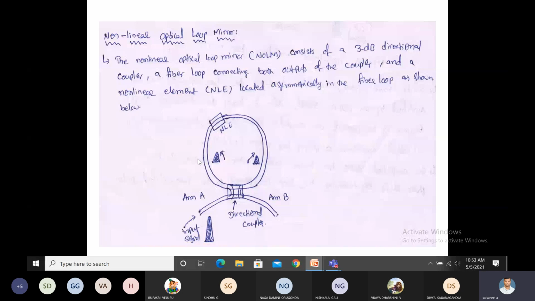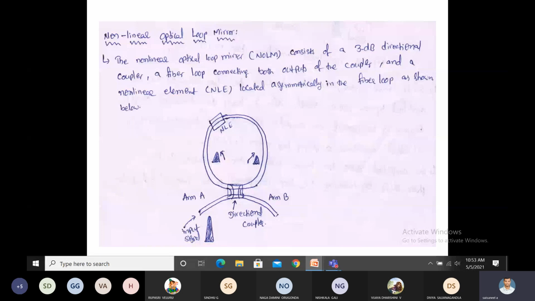Here, see this one. This is a fiber loop. That is, we are taking optical fiber cable attached with a 3 dB directional coupler, which can be used for splitting the signal into different directions. Basically, how many ports does the directional coupler have? It has 4 ports.